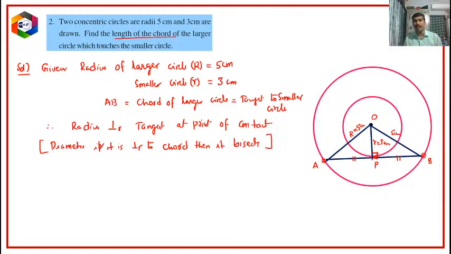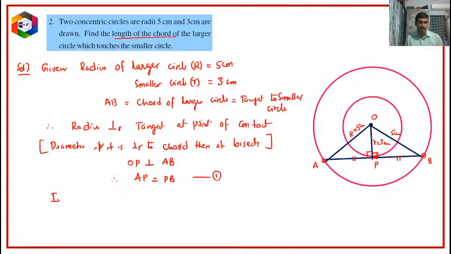Bisects means it divides into two equal parts. Here OP is perpendicular to AB, so OP is the radius. Since it is perpendicular, it automatically bisects. This implies that AP will be equal to PB. This is very, very important. AP will be equal to PB. And this is 9. Now, so we know that.